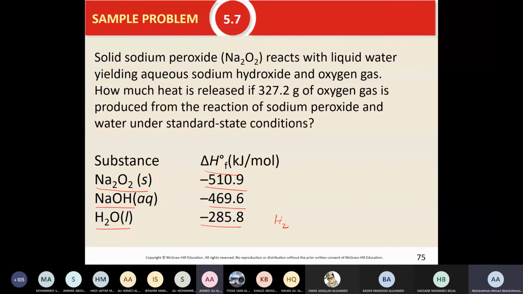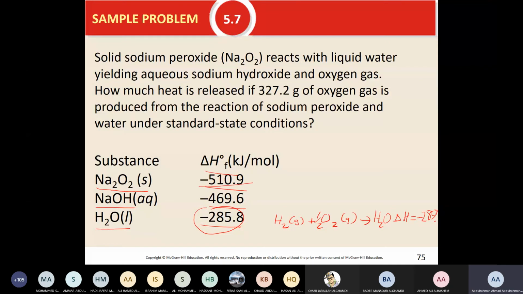H2 gas plus O2 gas times half to give you 1 mole H2O. What will be the delta H of this reaction? It's this number. The heat of formation was calculated and it is minus 285.8. Is this clear?